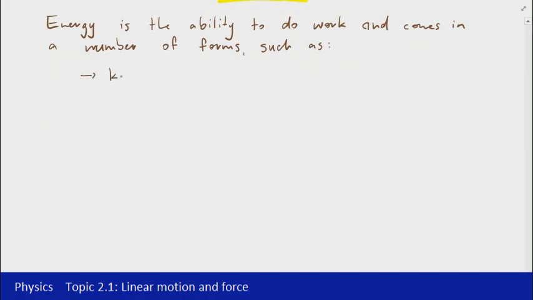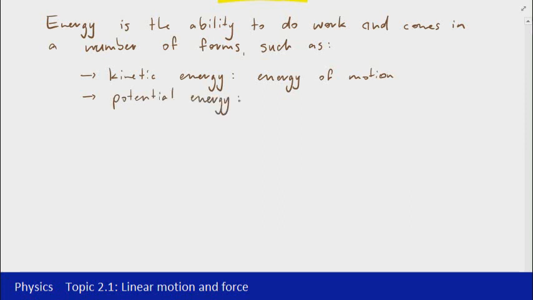So the first generic type is kinetic energy, and you can think of that as being the energy of motion. So anything that's moving would have kinetic energy. As I said, there are some subcategories there that we'll have a look at. The second is potential energy. And you can think of potential energy as energy stored in an object. And again, we'll come back and look at those types of potential energy in a bit more detail.